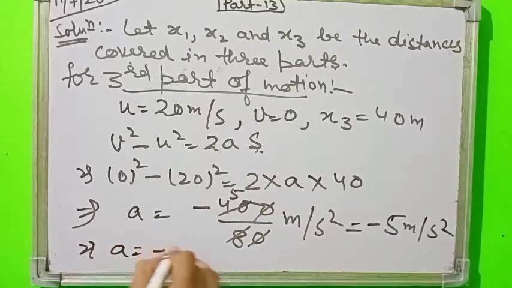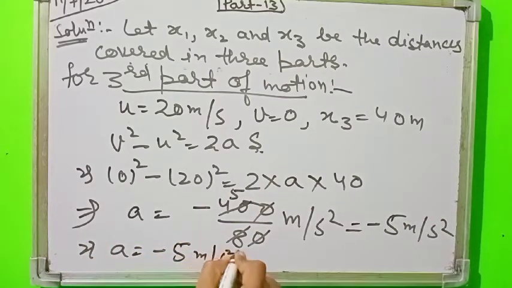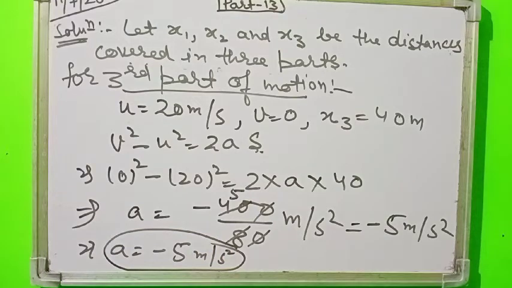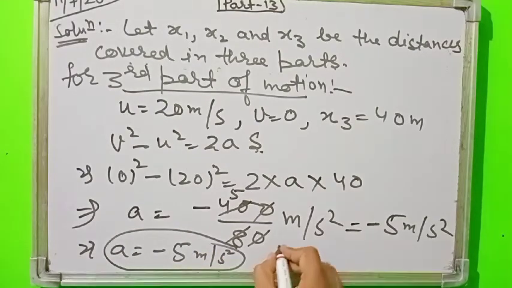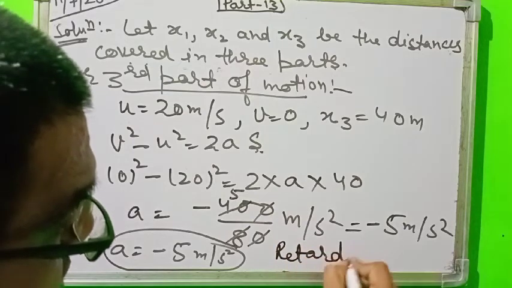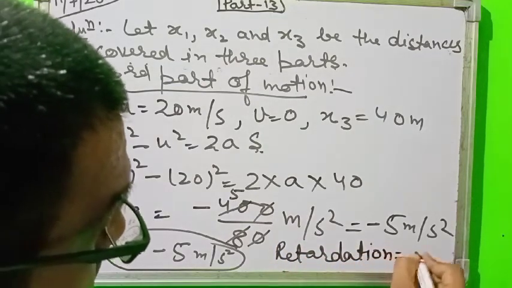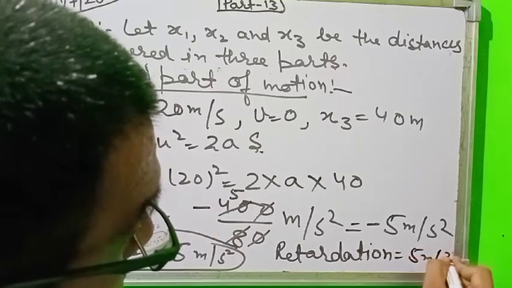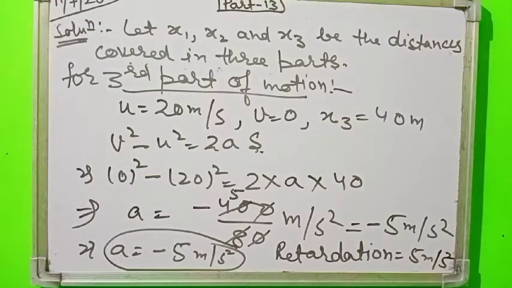So acceleration is equal to minus 5 meter per second square. This is the retardation, which is equal to 5 meter per second square. So you have calculated all the things asked in the question, that is the value of acceleration, retardation, and total time taken. Now for the next numerical.